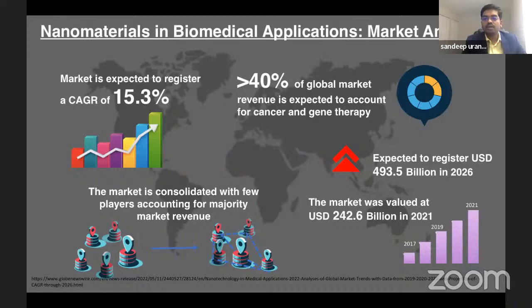This market was valued in 2021 at 242 billion US dollars, and we are expecting it to reach $493.5 billion in 2026. More than 40% of the global market of nanomaterials is expected to account for cancer and gene therapy. A few major pharma giants like Johnson & Johnson, Pfizer, Bristol Myers Squibb, and Novo Nordisk account for the majority of this market revenue.